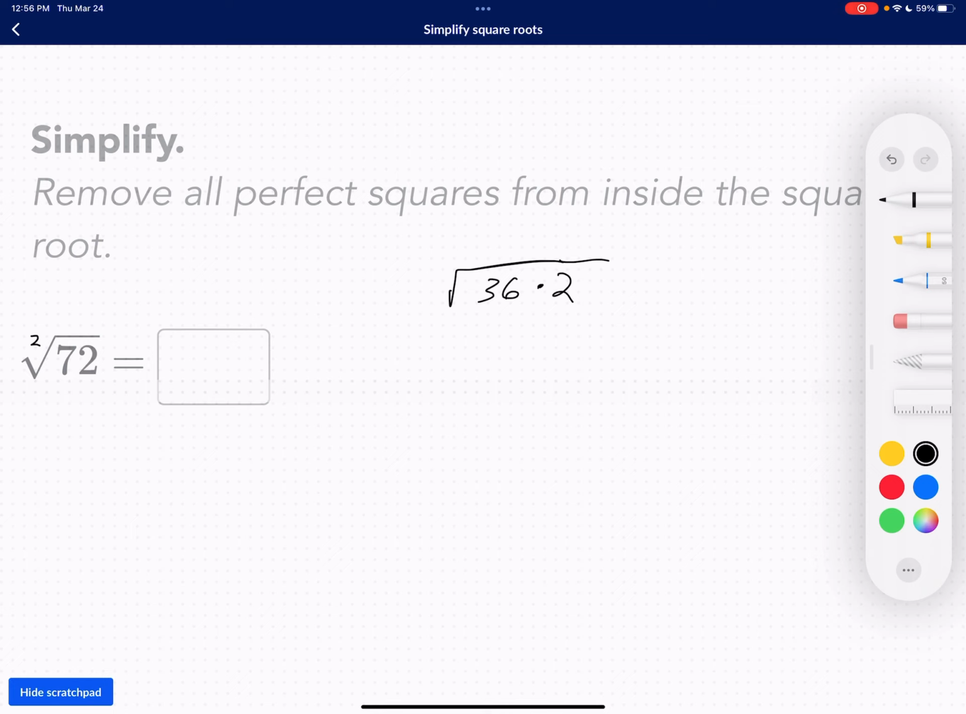Now you can do this even more. You can break it up even more. And there's a way to make sure for large numbers that you can always get the right answer. But that's called prime factorization. We'll talk about that in a second.